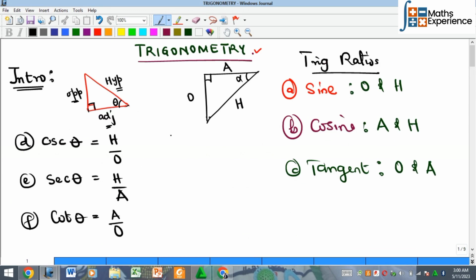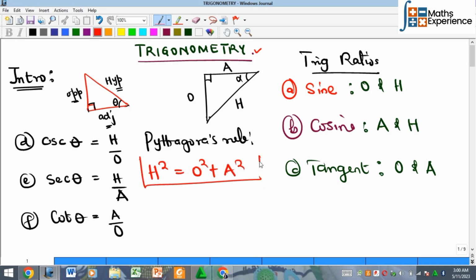Meanwhile, before we go to that, we recall that there's a relationship between the three sides given by the popular theorem we call the Pythagoras rule or the Pythagoras theorem. So this rule states that the square of the hypotenuse is equal to the square of the opposite plus the square of the adjacent. Okay, so if I have this, I should be able to find one of the missing sides if I have the other two. Okay, so now let's go into some examples.